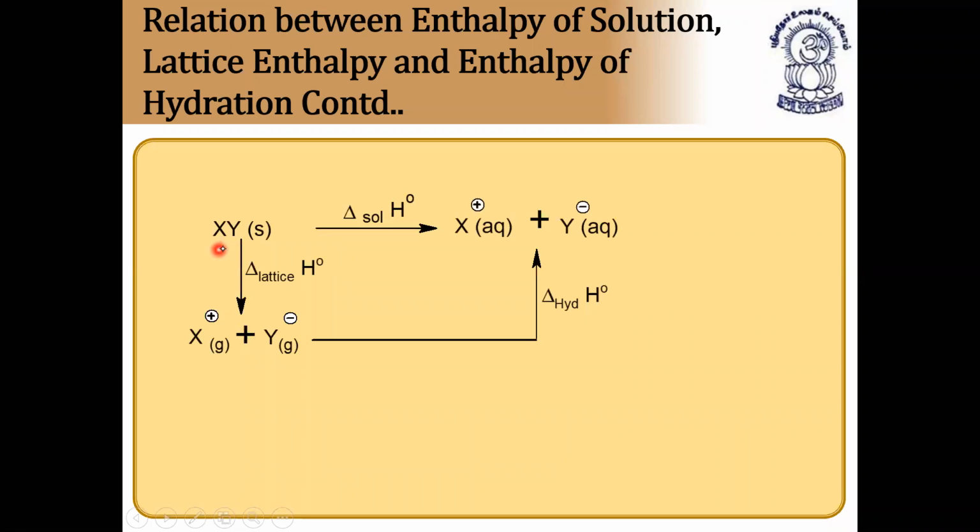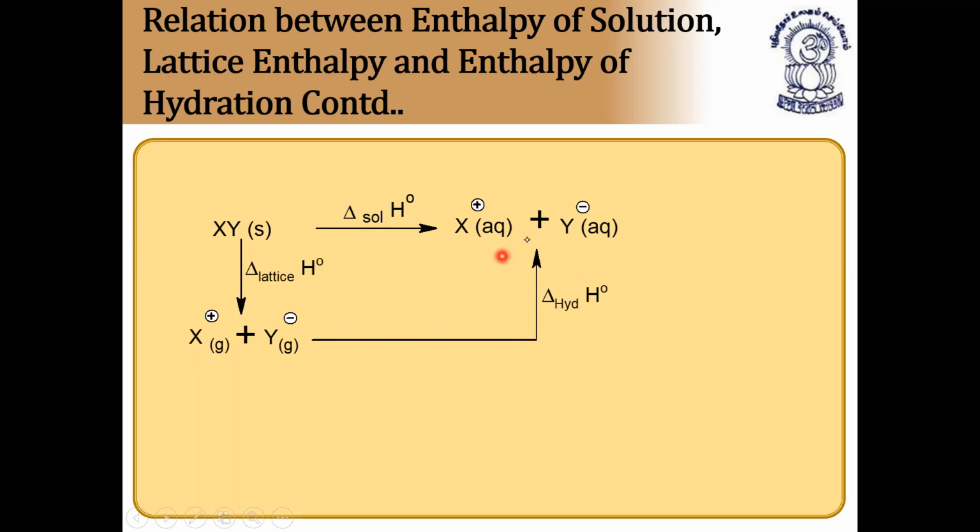Suppose you take XY as a solid like NaCl. The heat of dissolution gives X plus ions and Y minus ions. When it is dissolved in water, it changes to sodium aqueous ions and chloride aqueous ions, and in this case heat is liberated. Similarly, XY dissociates into X plus ions and Y minus ions gaseous. That is called lattice enthalpy of dissociation, and the overall change is called enthalpy of dissolution, or heat of solution.